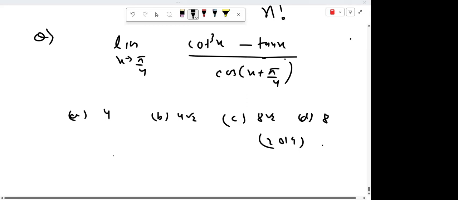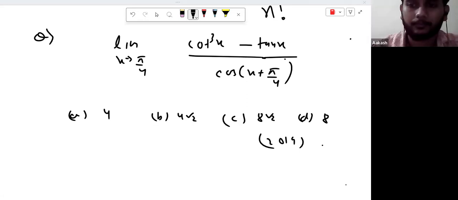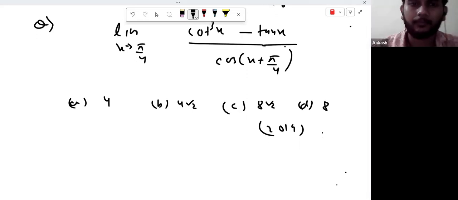So is it 8 root 2? You are getting 8 root 2. How? How did you solve this? So I just substituted the values. You just substituted the values, okay?